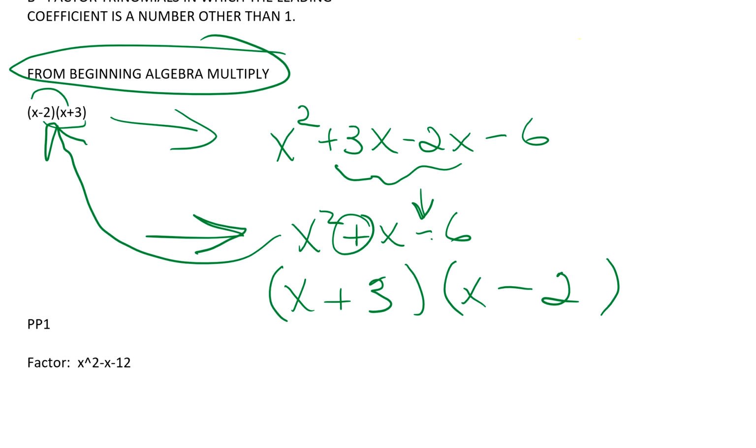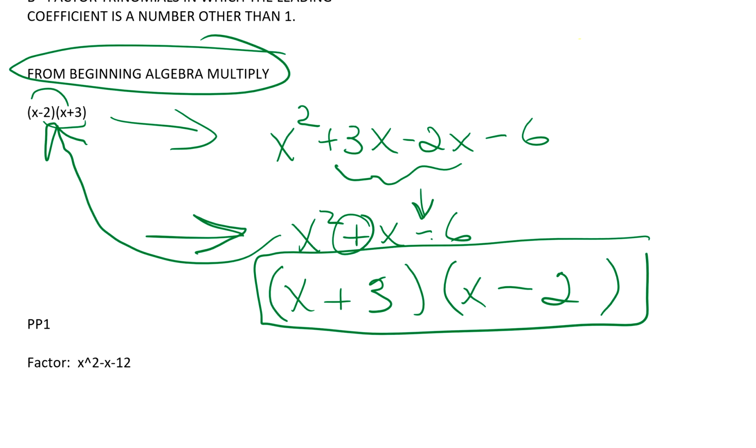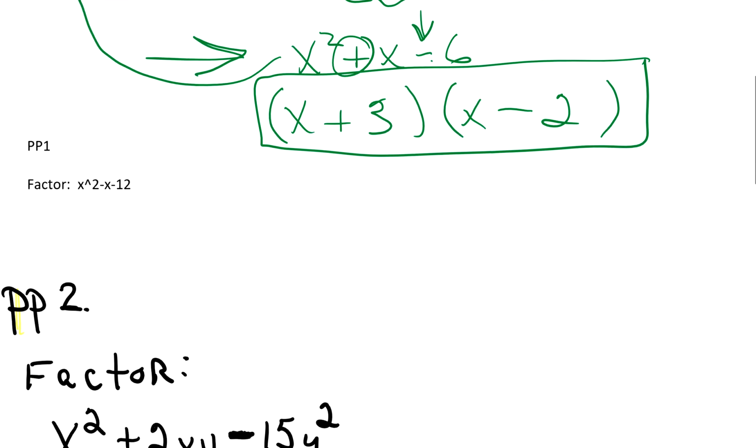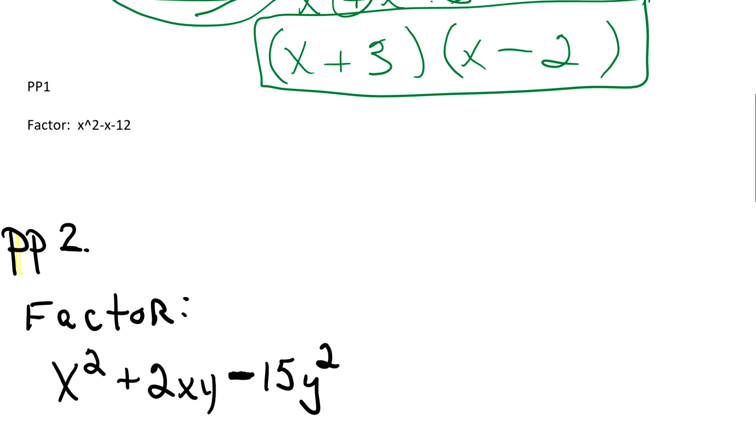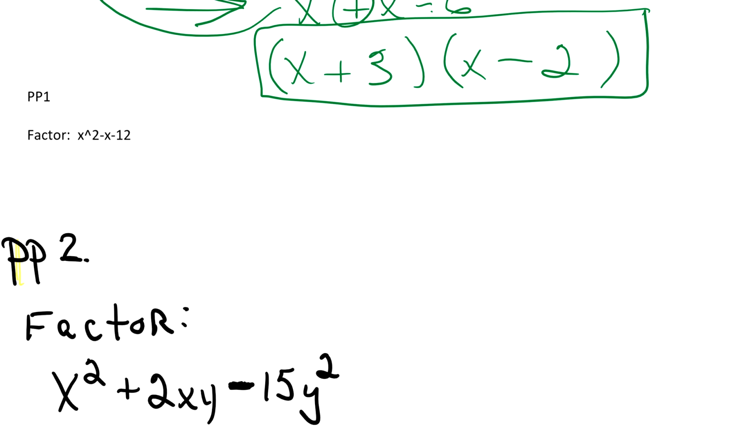So now I've got the same two terms: x plus 3 times x minus 2, and x minus 2 times x plus 3. And, you know, they can be reversed. They don't have to be in the same order. Okay, so that's how this section will go. We'll get to the point where the lead coefficient is not 1. Then I'll show you a different way of doing that, commonly called the grouping method. All right, let's go to the practice problems.